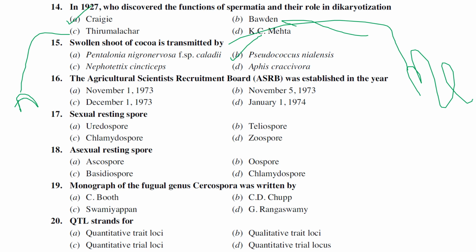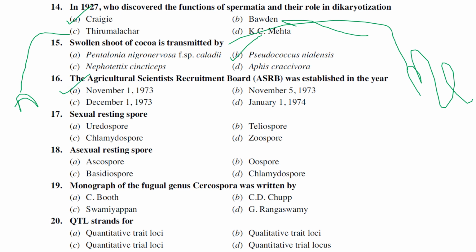The next one: Agricultural Scientists Recruitment Board was established in the year. November 1, 1973; December 5, 1973; December 1, 1973; January 1, 1974. I think it's November 1, 1973. Agricultural Scientists Recruitment Board was established on November 1, 1973.